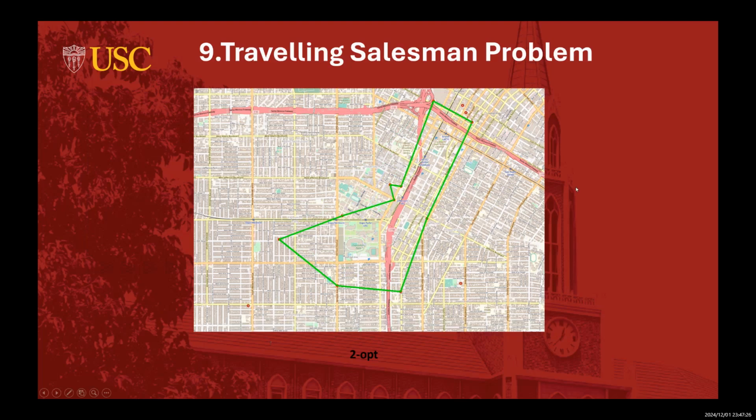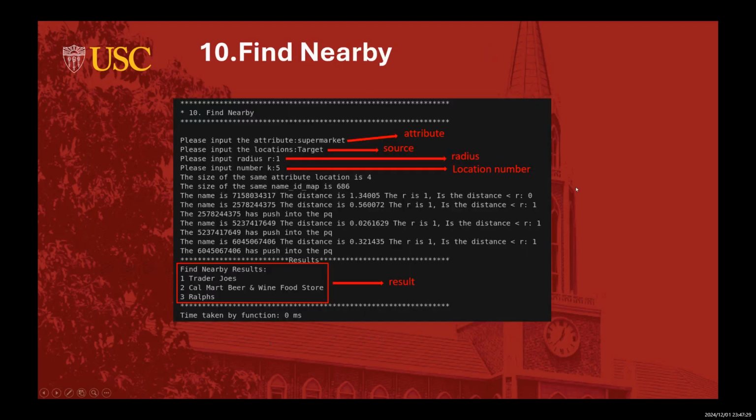And then the next function is find nearby. In this section, we input the attribute, the source location, radius, and the number, and then we will output the n locations with the same attribute, where the distance to the source location is less than the radius. Here, we just output 3 locations. This is because only 3 locations meet the conditions.